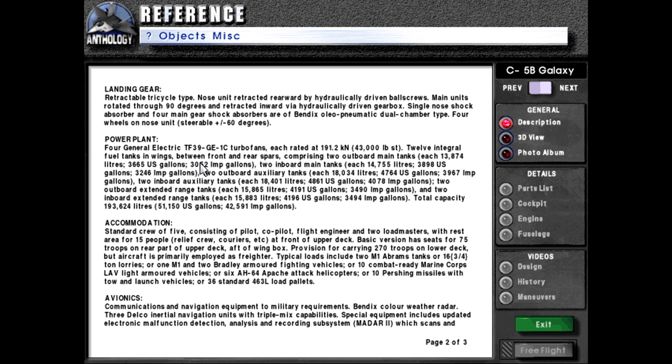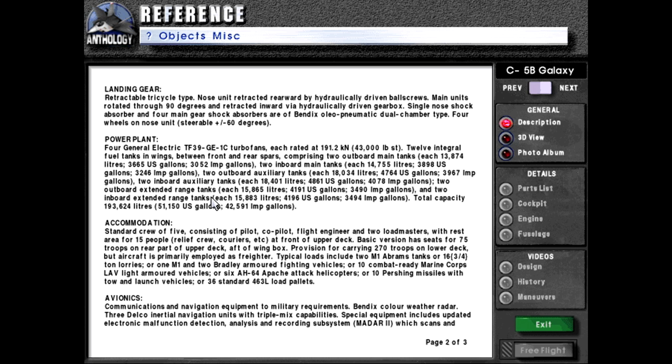12 integral fuel tanks in wings between front and rear spars, comprising two outboard main tanks, each 13,874 liters, or 3,665 U.S. gallons, or 3,052 imperial gallons. Two inboard main tanks, each 14,755 liters or 3,898 U.S. gallons or 3,246 imperial gallons. Two outboard auxiliary tanks, each 18,034 liters or 4,764 U.S. gallons or 3,967 imperial gallons. Two inboard auxiliary tanks, each 18,401 liters or 4,861 U.S. gallons or 4,078 imperial gallons.